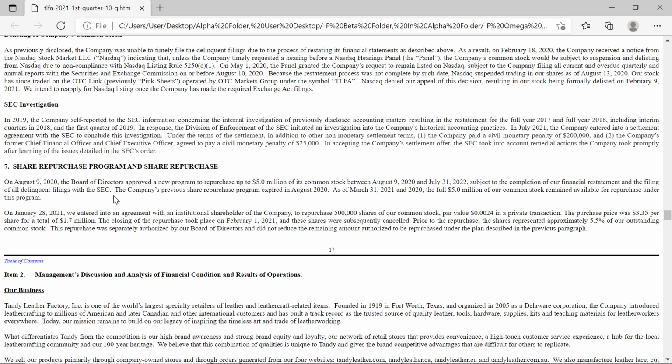August 9, 2020, the Board of Directors approved a repurchase plan. So what they did is they approved a $5 million repurchase, and that means that at management's discretion, they can pull the trigger and buy back another $5 million worth of their stock and shrink the shares outstanding even more.